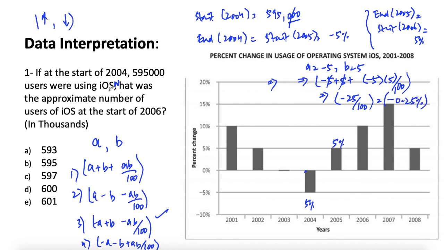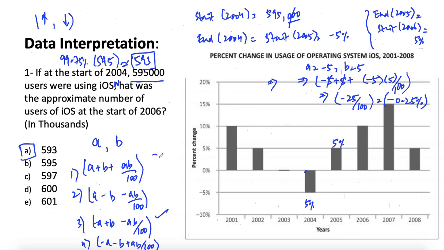So that will be minus 0.25 percent. So in this scenario, the final value at the start of 2006 will be 0.25% less than the value at the start of 2004. So just take 99.75% of this value 595 and you will get the required answer, which is very much close to 593. That's why the answer to this is option A.